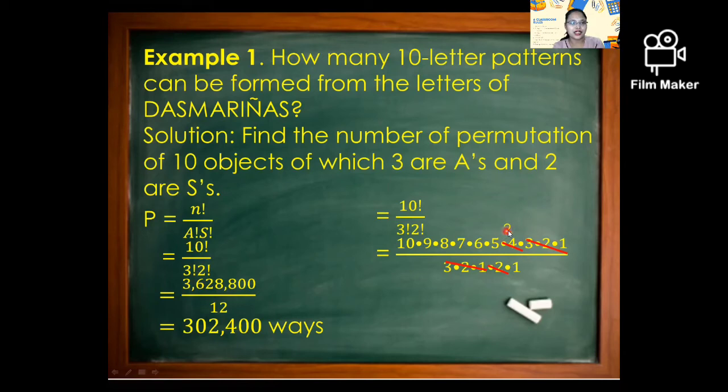So i-multiply natin. 2 times 5 is 10, times 6 is 60, times 7 is 420, times 8 is 3,360, times 9 is 30,240, times 10 is 302,400. So therefore, ang number of permutation of the word Dasmariñas is 302,400. Okay po.